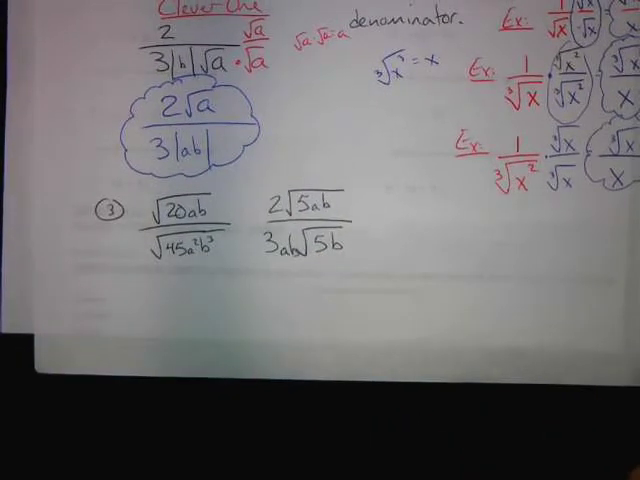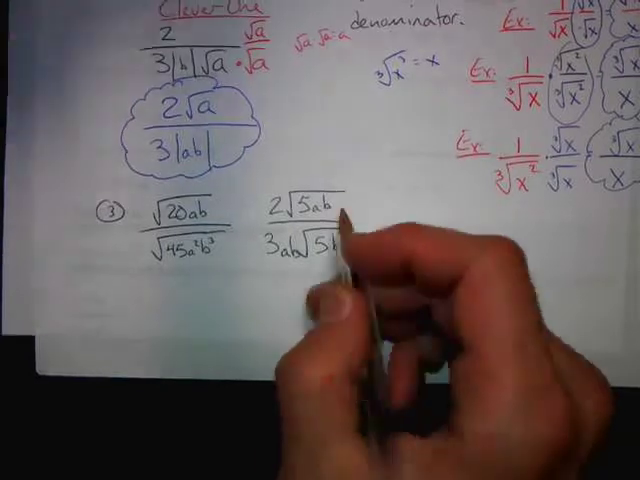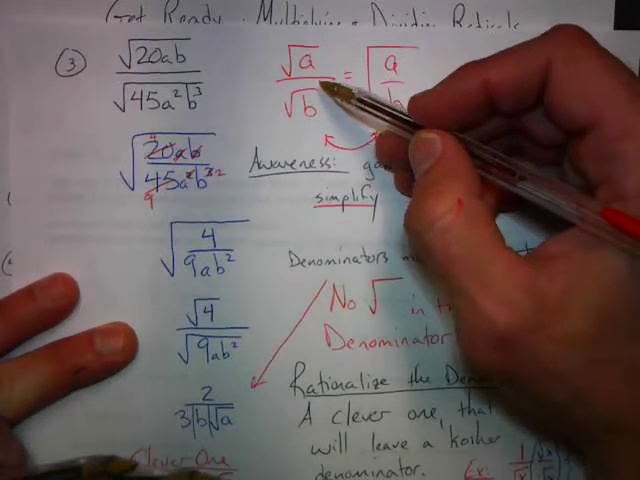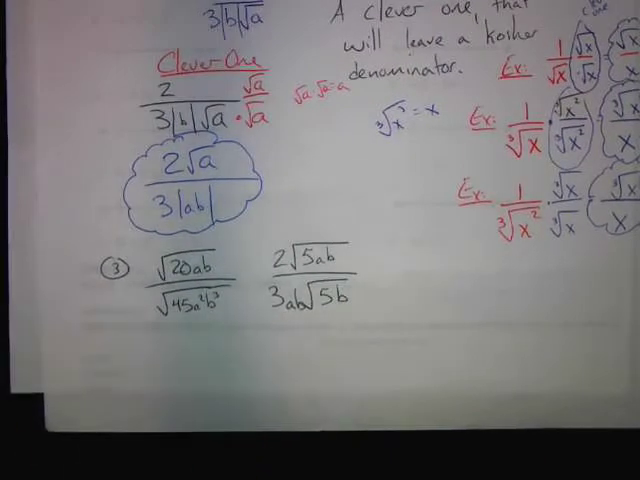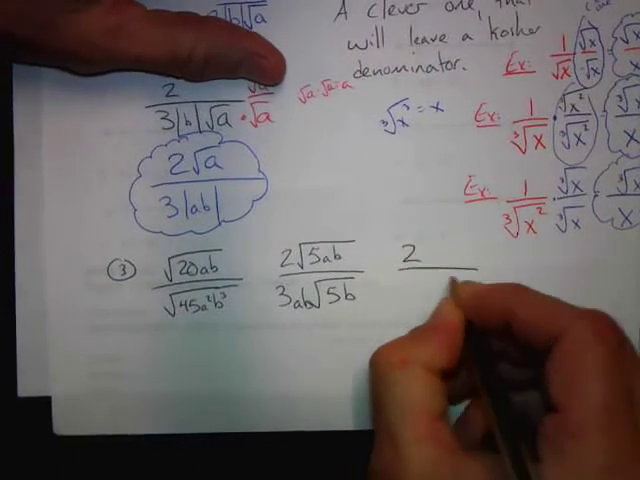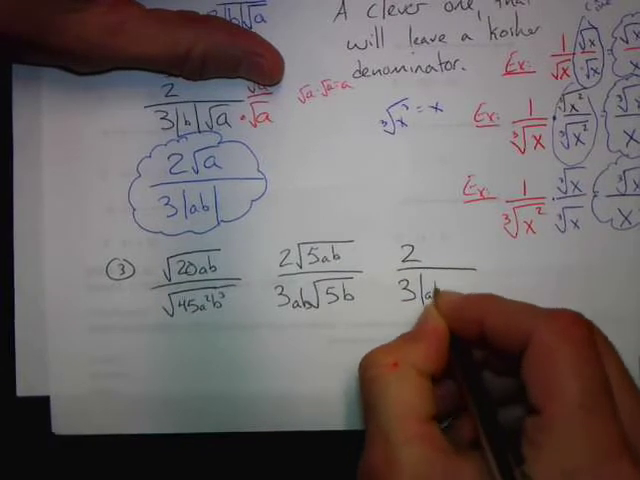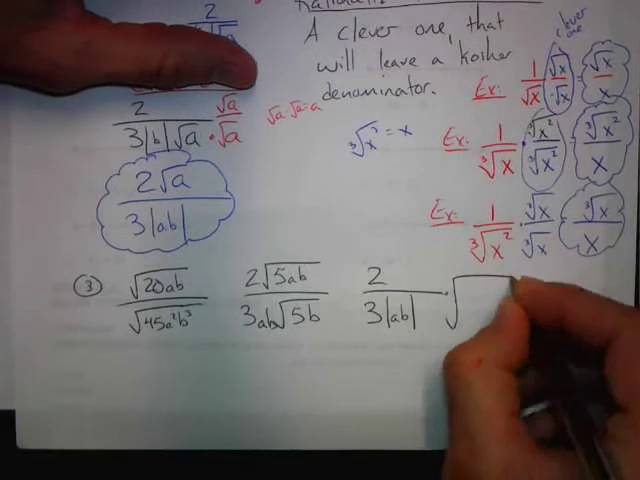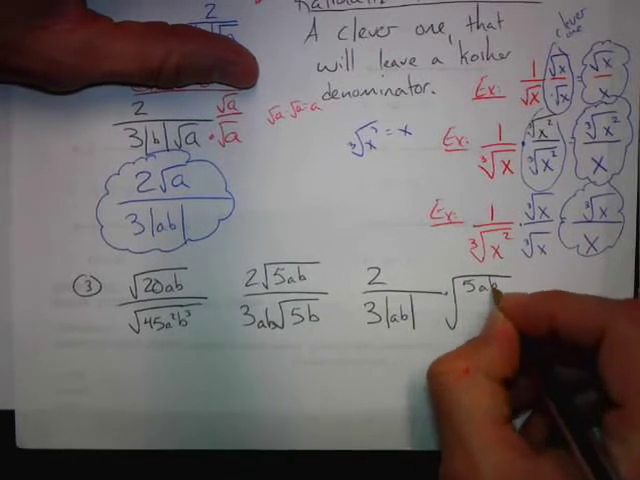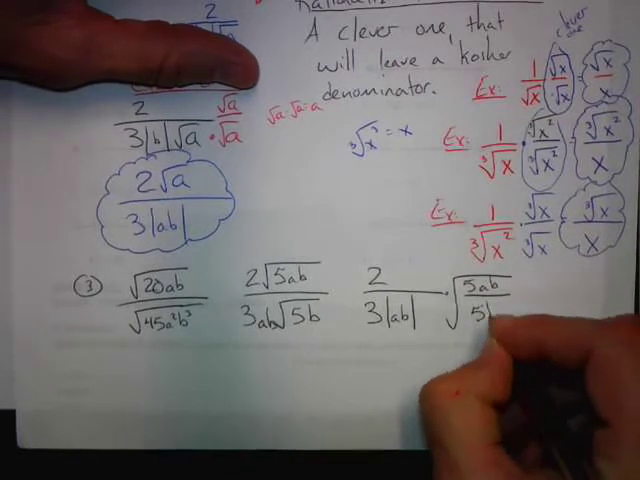So what could we do? We could do a couple of things, which is kind of cool. So let me show you this way. Remember the rule, the square root of a over the square root of b is the square root of a over b. I'm going to employ that rule right here. So check this out. I have 2 over 3ab, and I'm going to multiply that times one big square root, 5 times ab over 5b.